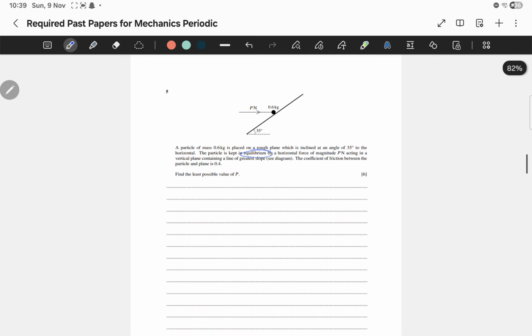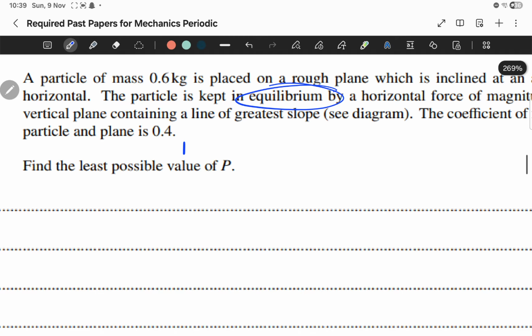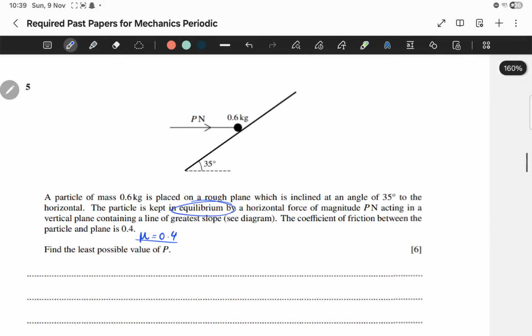By a horizontal force of magnitude P newtons acting in a vertical plane containing the line of greatest slope, see diagram. The coefficient of friction between the particle and the plane is 0.4. So mu equal to 0.4. Okay. Find the least possible value of P.